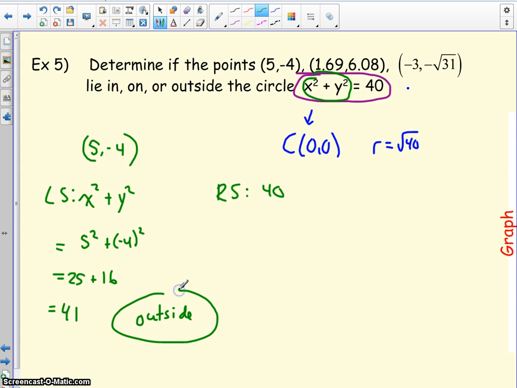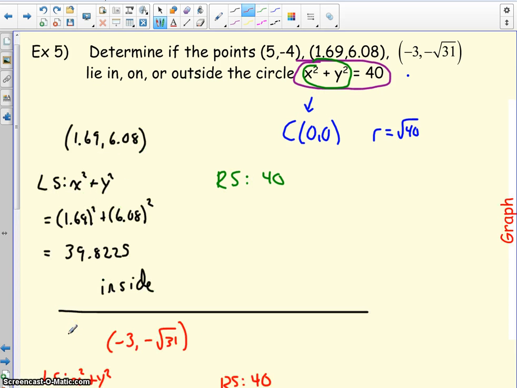Okay, so what I'd like you to do now is repeat this process for the other 2 points and see what kind of answers we get. Again, if you choose to not use this method and instead use the distance formula from (0, 0) to each of these points to compare it to the radius and see if it's inside or outside the circle that way, that works perfectly fine. But try something with these last 2 points and find out if they're inside, outside, or on the circle.